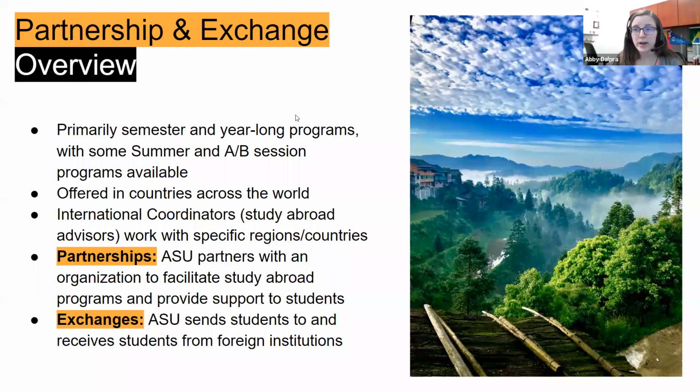With exchange programs, we are partnering directly with a foreign institution. And so we send and receive students on those programs, and we negotiate how many students we can send and receive each year to keep a balance.